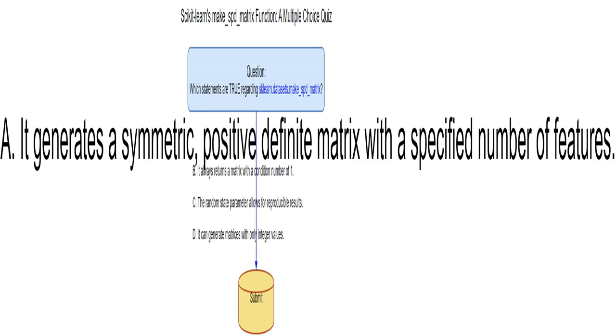This is true. By definition, the make_spd_matrix function's main job is creating symmetric, positive definite matrices. A symmetric matrix is identical to its transpose, a mirror image across the main diagonal. A positive definite matrix has positive eigenvalues, which are the solutions to a characteristic equation associated with the matrix. You can specify how many features, or dimensions, your matrix should have when you use the function.